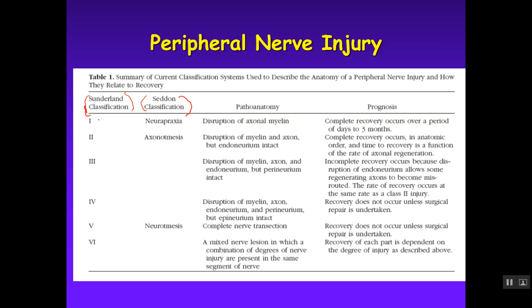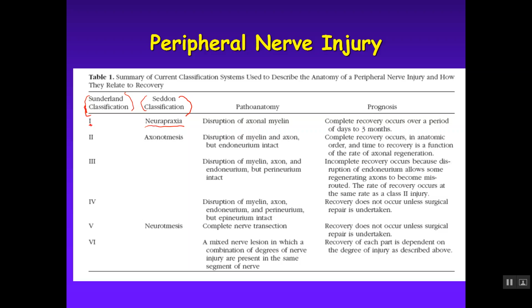So a Sunderland classification 1, also known as a neuropraxia, is where you basically just have disruption of axonal myelin. Okay, so those little myelin sheaths get traumatized in some way. So if there's pressure, lack of blood supply, any combination of those things, trauma, compression, bumping into it, it can disrupt the myelin.